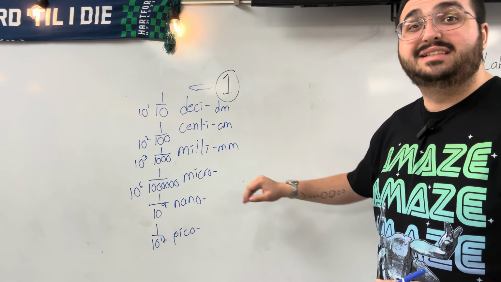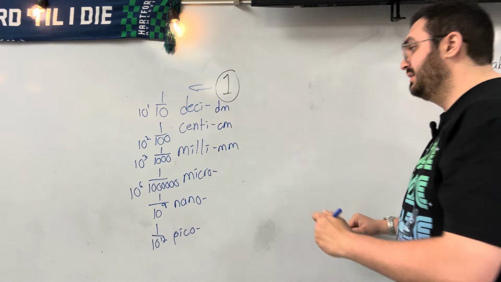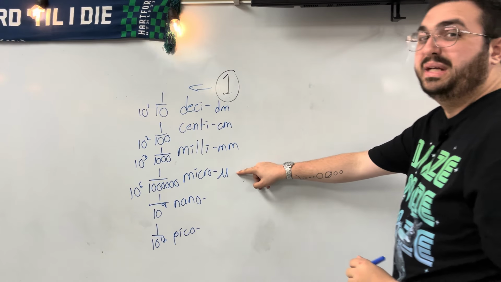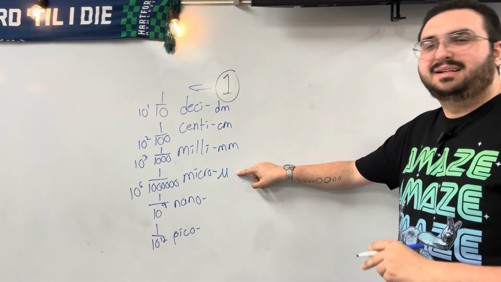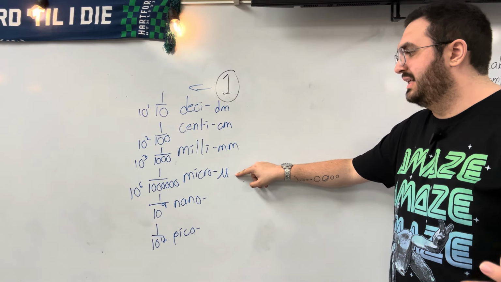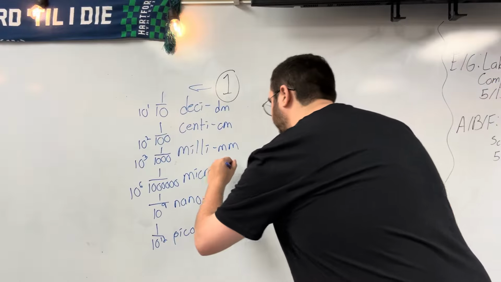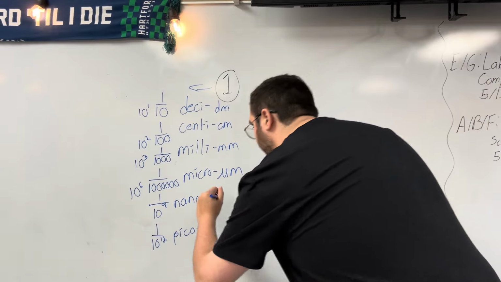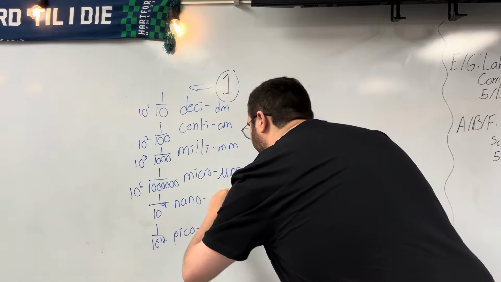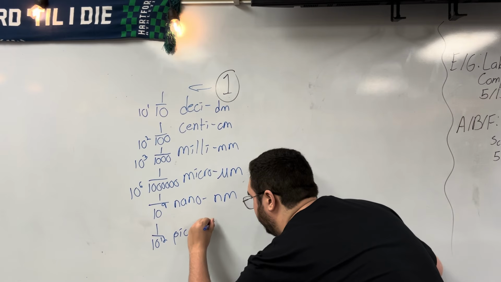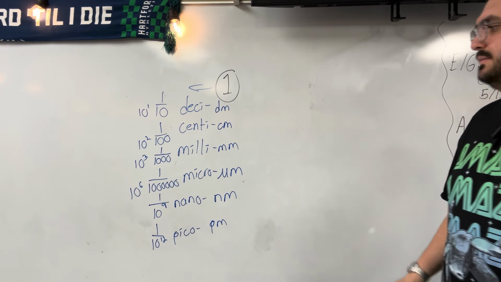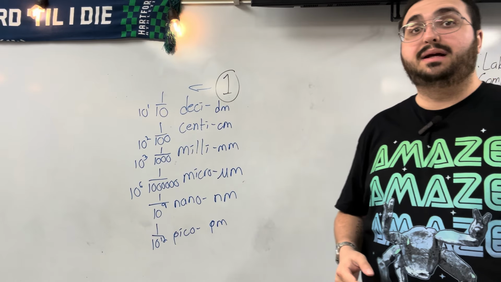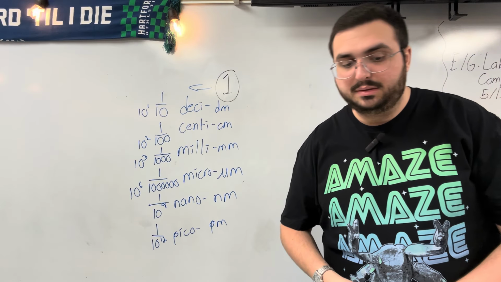Micrometers are a little bit weird. They use a Greek letter instead. They use this thing, mu. It kind of looks like a love child between an uppercase M and a lowercase u. It's kind of weird looking. But when you see it, that is a micrometer. Nanometers, lowercase n, lowercase m. Picometers, lowercase p, lowercase m. We can use these to quickly describe how big or how small something is.